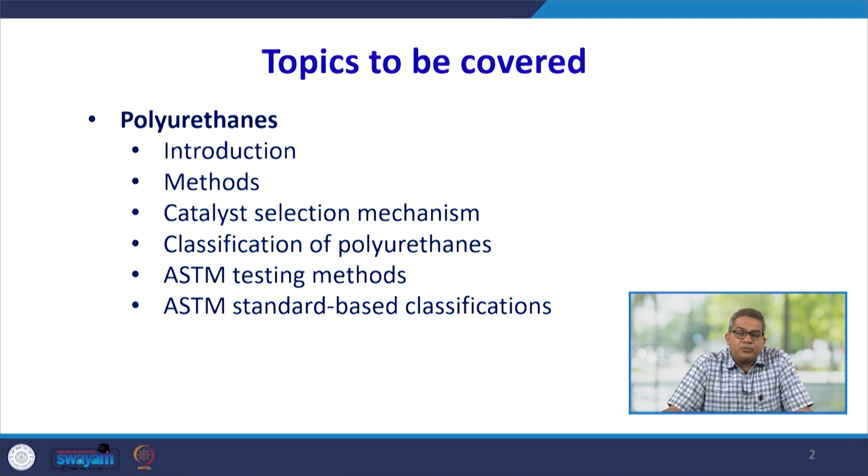Here we will have the introductory part, then the method, and because the synthesis involves a catalysis operation, we will discuss how we can select the catalyst, the catalyst selection mechanism. Then we will discuss the classification scheme of polyurethanes. Apart from this, there are various associated tests, and we will discuss all these tests under the umbrella of ASTM.